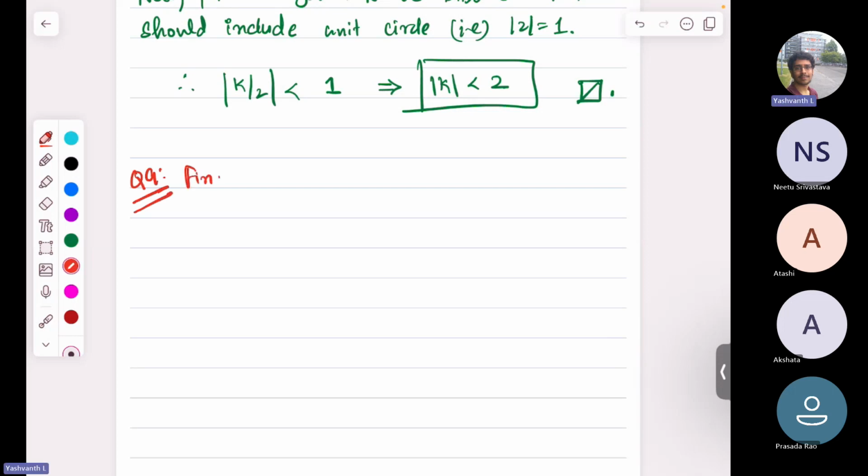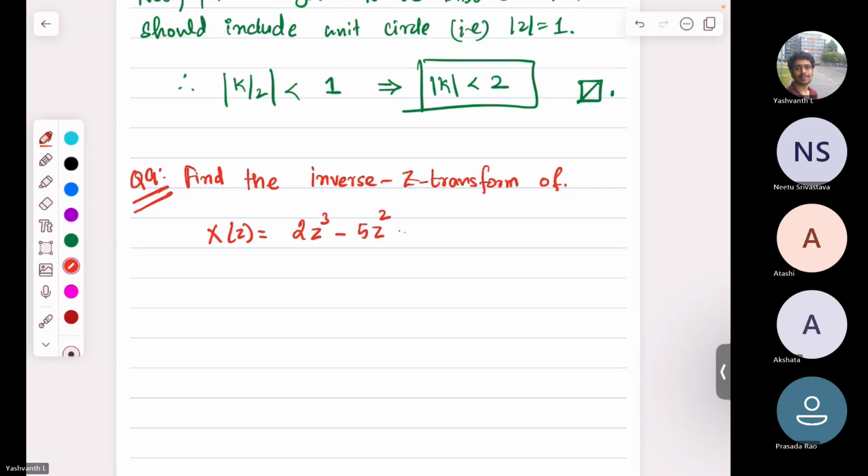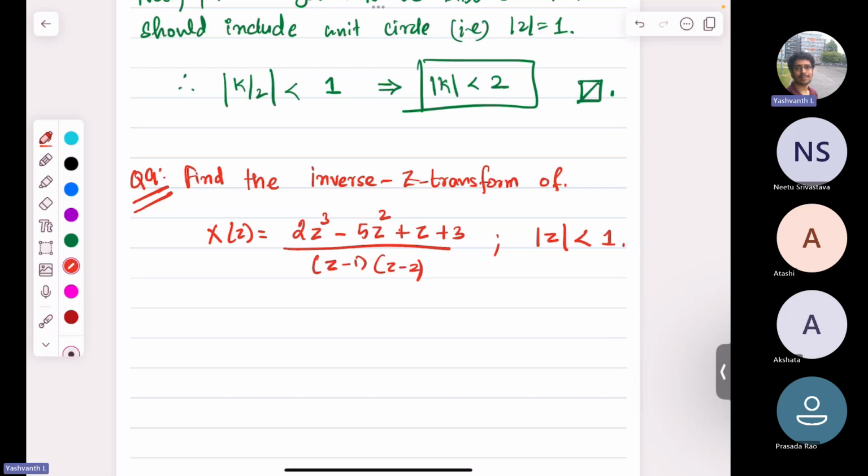Find the inverse Z transform of X of z equal to 2z cube minus 5z square plus z plus 3 by z minus 1 into z minus 2. And the ROC given is mod z less than 1. So it's just a simple question.